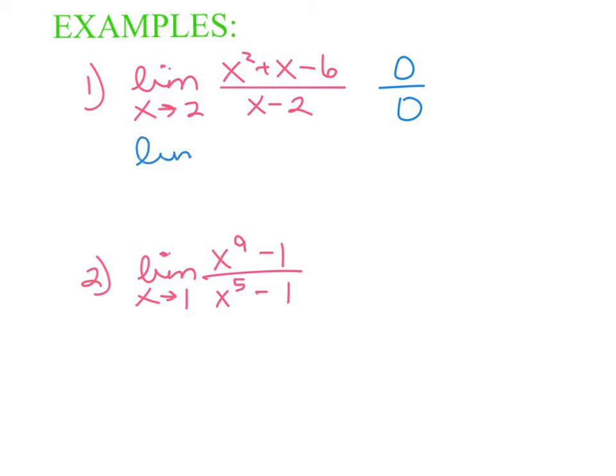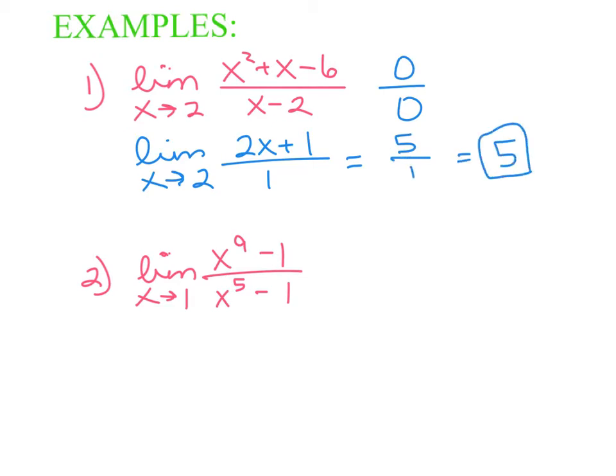L'Hopital's rule tells us that we can just do limit as x approaches 2 of the derivative of the top function, which would be 2x plus 1, over the derivative of the bottom, which is just 1. Now we go ahead and plug in our 2, and we get 4 plus 1 is 5 over 1. So the limit as x approaches 2 is 5.